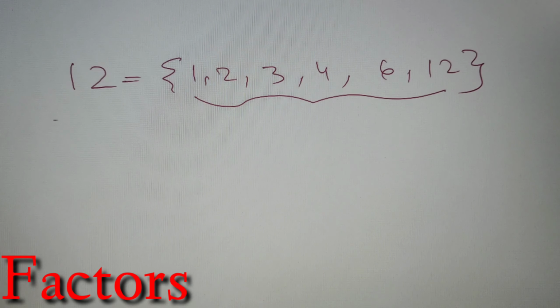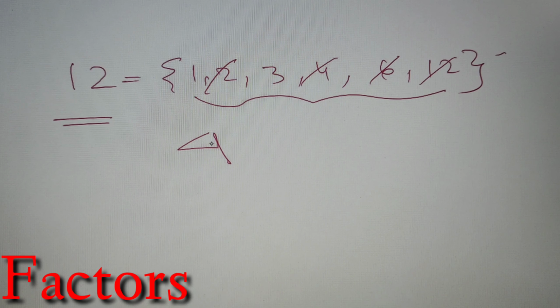Now moving on to the even factors, you can simply understand by the term itself, even factor means the numbers which are divisible by 2 or which are simply even. So I can see that 2, 4, 6 and 12 are the even factors of the number 12. So I can say that this number has 4 even factors.